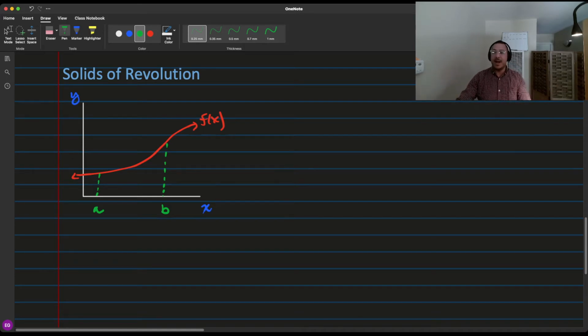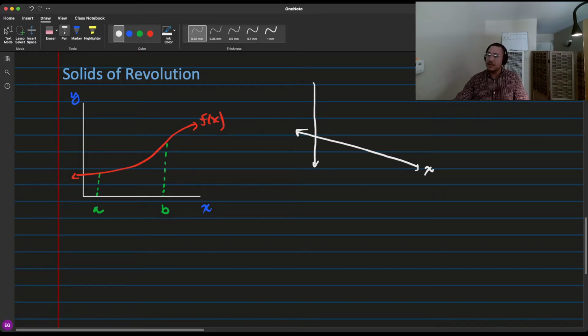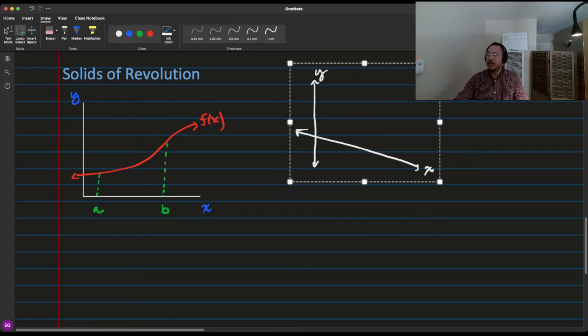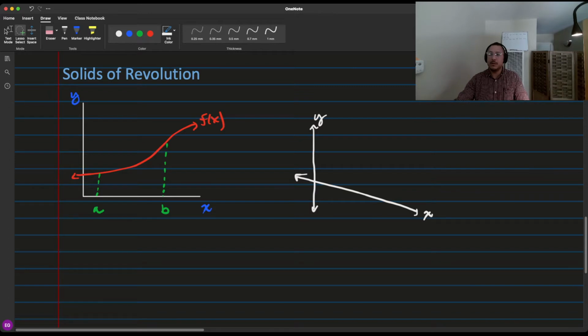But now, what we're actually going to do is redraw this. Here's our x-axis. Here is our y-axis. I guess I should probably move this down because it's going to get stuck. There we go. Okay, now here is our function f of x. Do you see how it's still on the xy plane? And we have our bounds from A to B.